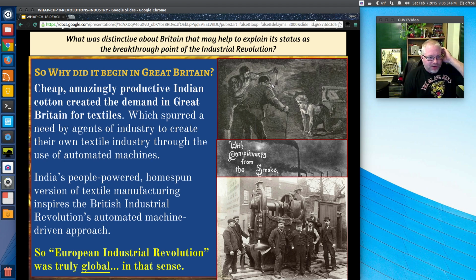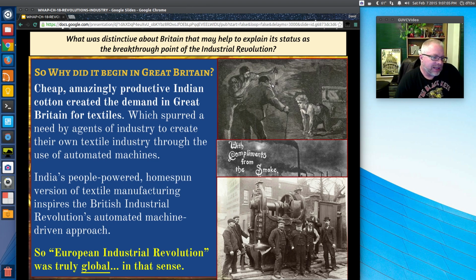Which spurs a need for agents of industry to create their own textile industries through the use of automated machines. So you want to meet the demand that's there for these products. That's what an industrialist does. That's what a capitalist would do, is say, how can I make money? What do people want to pay for? What do they want to buy? And can I make it for less than they want to pay for it? And that's simple supply and demand. Can I supply that demand in a way that I can enrich myself and create an industry?